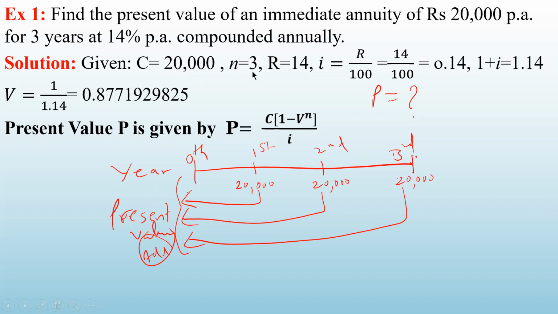So C is 20,000, N is 3, R is 14. So what will be I? I is R upon 100. So 14 upon 100, that is 0.14. What is 1 plus I? It is 1 plus 0.14, that is 1.14. We also need V here in the formula. So what is V? It is 1 upon 1 plus I. So 1 upon 1.14. You have to write down all the digits after the decimal place, because otherwise you will not get the exact answer. So intermediate, if you are getting any value, you have to write down all the digits.